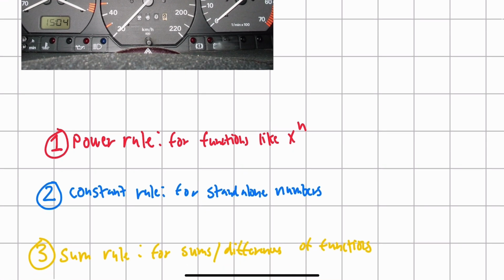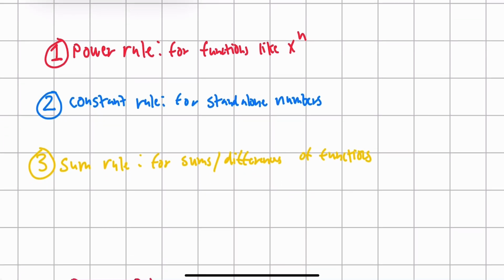So, our rules for today. 1. The power rule. Use this for functions such as x to the power of n, or whenever there's an exponent. 2. Constant rule. Use this for standalone numbers, so numbers that are not accompanied by a variable. And 3. The sum rule. Use this for sums or differences of functions.